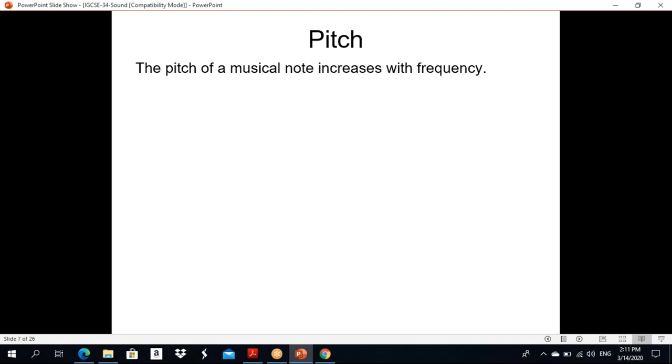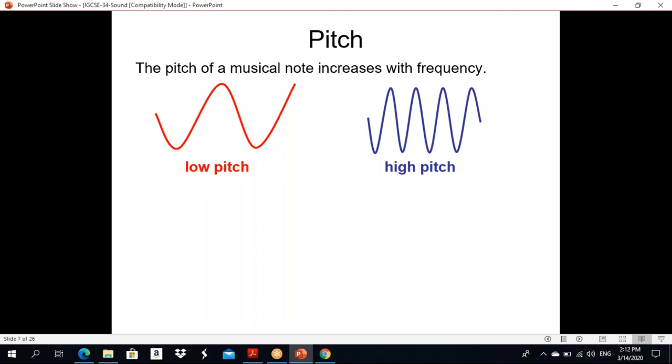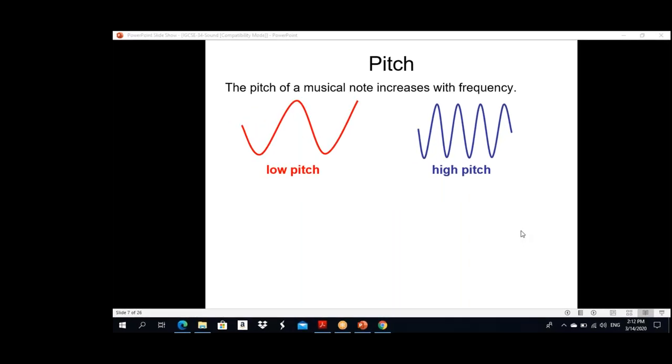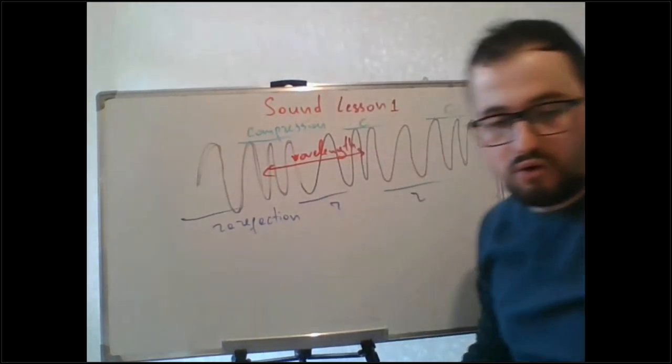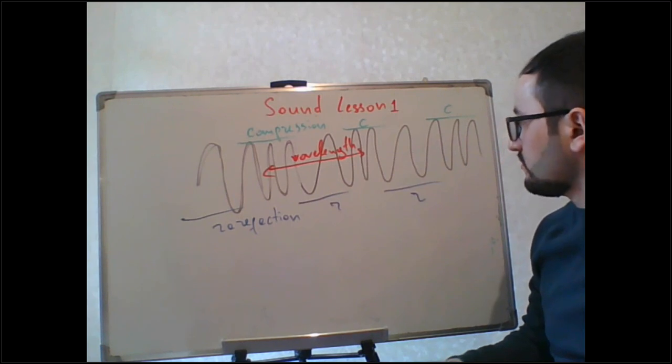But pitch is directly proportional to frequency. The pitch of a musical note increases with frequency. Low pitch and high pitch. Okay, low pitch and high pitch. So you see that compared with the first one, the red color, the blue color waves are close together. Yes, they are close together. Low pitch and high pitch. Okay, so let me draw it on the board and explain it. Have a look, please. Imagine that.